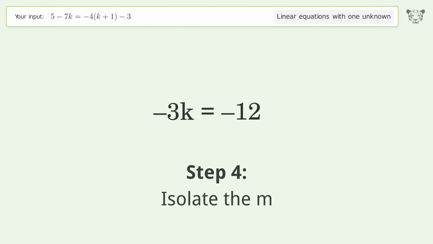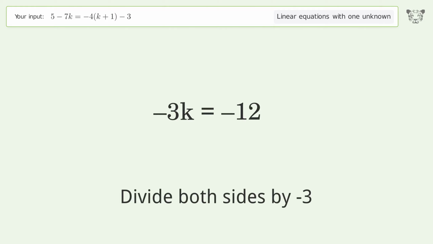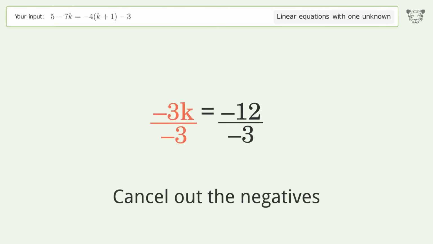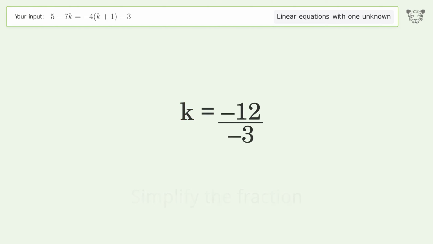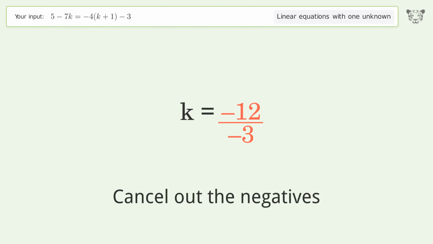Isolate the m. Divide both sides by -3. Cancel out the negatives. Simplify the fraction. Cancel out the negatives.